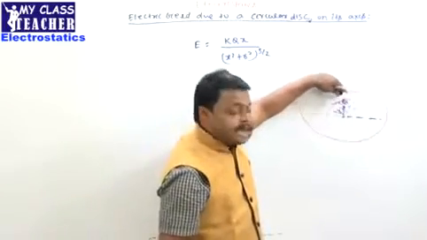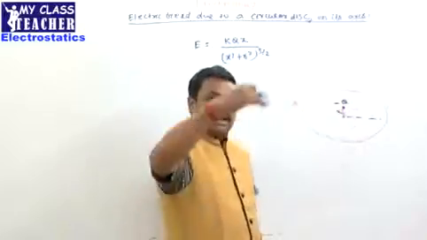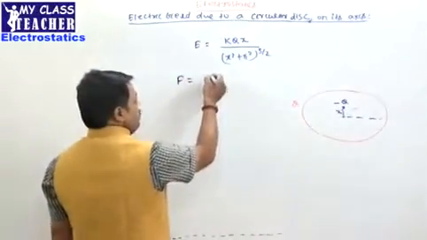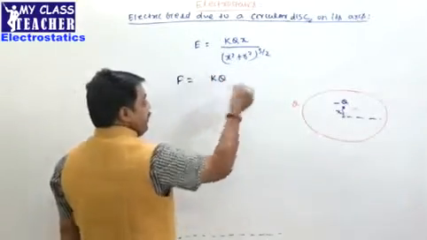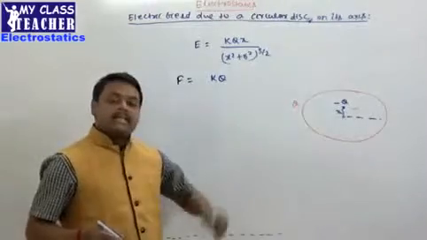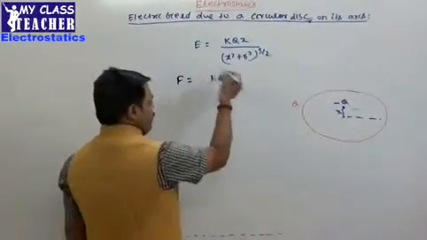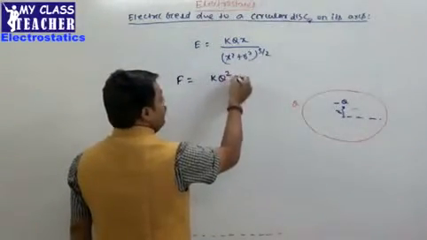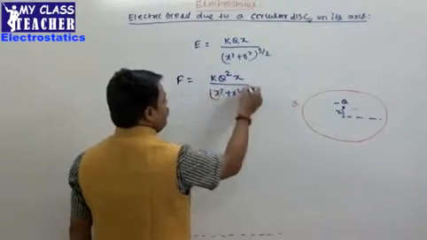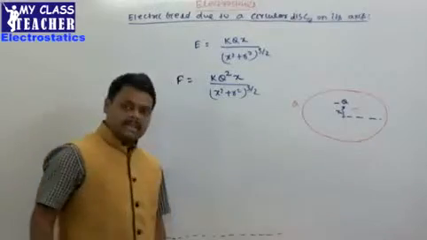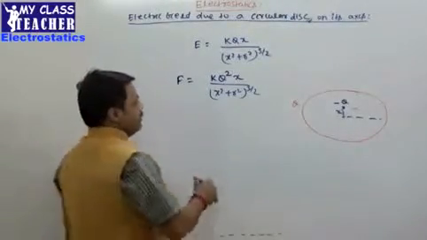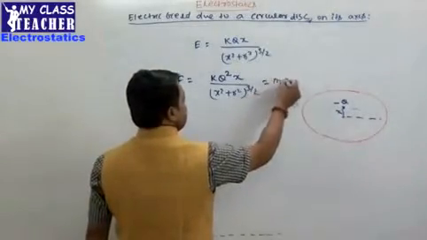So whenever the charged particle is released from this position, the force acting on it will be towards the center, that is equal to kqx divided by (x square plus r square) whole to the power 3 by 2, into the charge of the particle, which is minus q. That means it becomes kq square x divided by (x square plus r square) whole to the power 3 by 2. This is the force, and the direction of the force is towards the center of oscillation, equal to mass into acceleration.